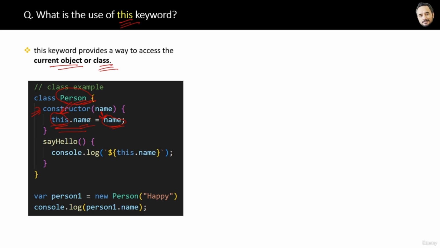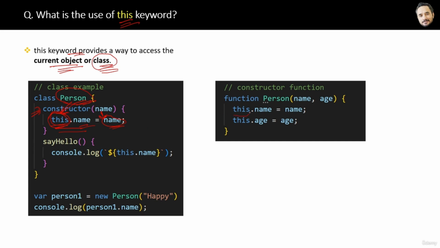So see the definition again. The this keyword provides a way to access the current object or the class. And here we are accessing the class. Similarly, in the constructor function, you can also use the this keyword with the property names like this.